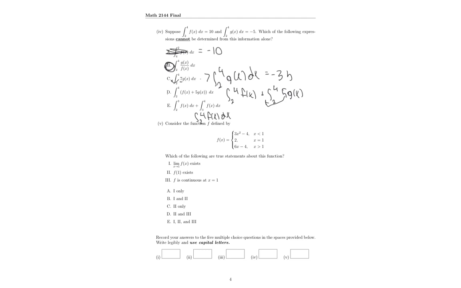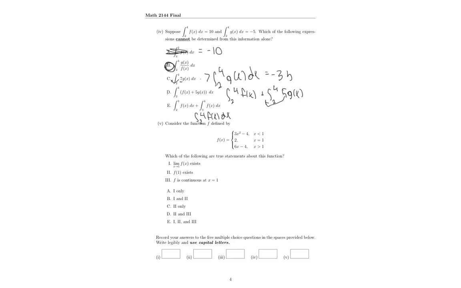The last one: consider the function f defined by f of x equals 3x squared minus 4 when x is less than 1, 2 when x is 1, and 6x minus 4 when x is bigger than 1. Which of the following are true statements about this function? The limit as x approaches 1 of f of x exists, f of 1 exists, f is continuous at x equals 1.